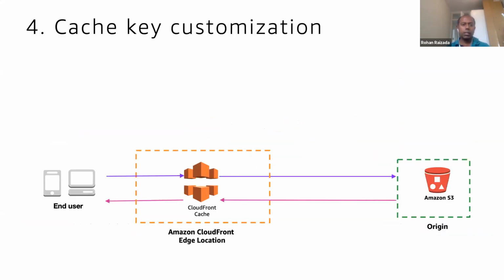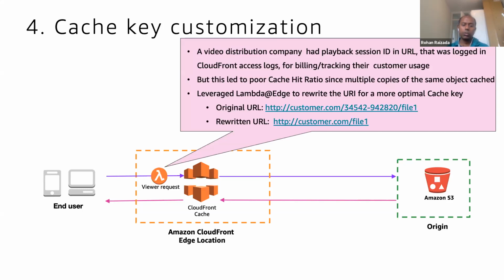The other use case here is cache key customization, and I'll give an example here. We were working with one of the media customers, and in this case, in the URLs for those media content, they also had the playback session ID contained in the URL itself. One of the issues with this approach is that when you have a session ID in the URL, you obviously have to go and get the content from the origin.